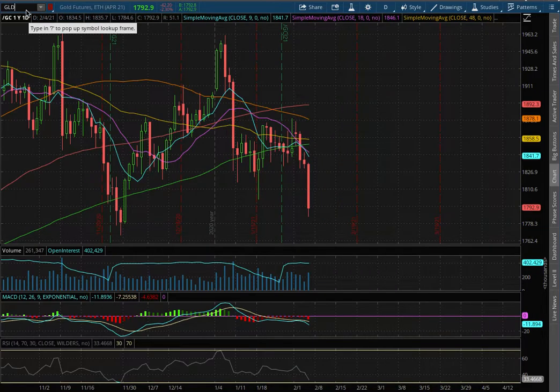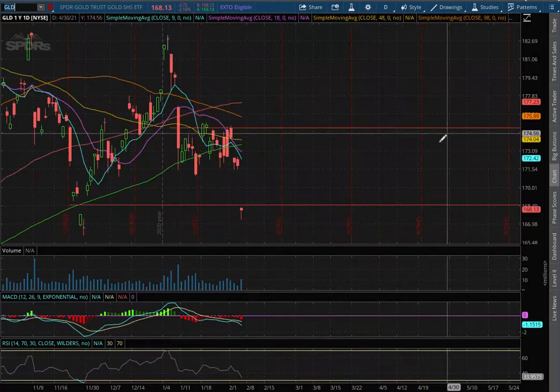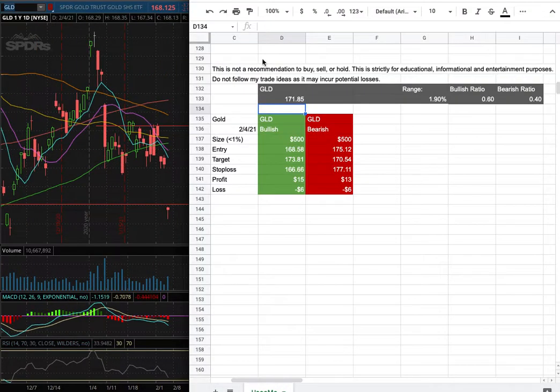As for the trade idea of the week, I'll be trading GLD, and my position size is less than 1% of my portfolio. My long entry is at $168.58, and that is this range here. My sell target is at $173.81.